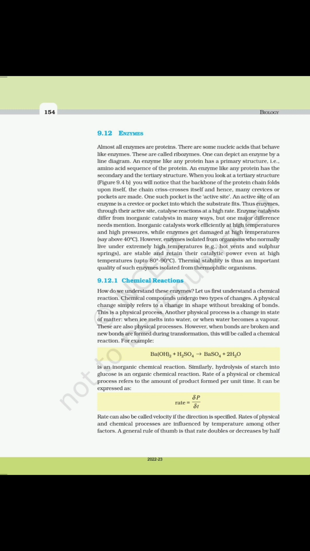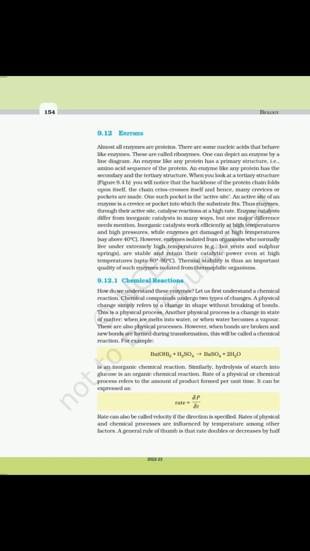When you look at a tertiary structure, figure 9.4b, you will notice that the backbone of the protein chain folds upon itself, the chain crisscrosses itself, and hence, many crevices or pockets are made. One such pocket is the active site. An active site of an enzyme is a crevice or pocket into which the substrate fits. Thus, enzymes, through their active site, catalyze reactions at a high rate.